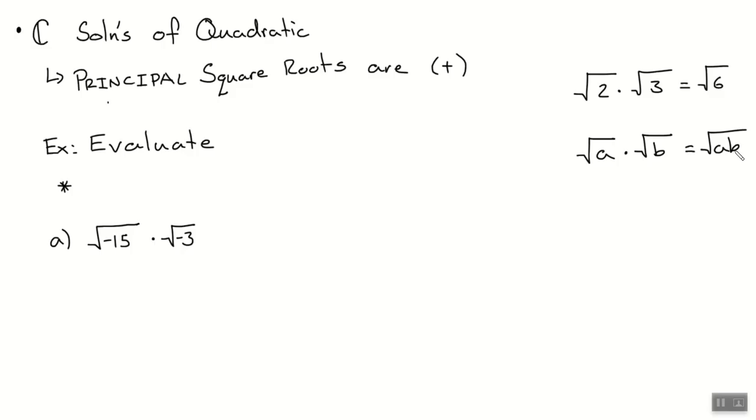We can't add like this. They have to be the same radical. So root 2 plus root 2 is 2 root 2. Root 2 plus root 3 is not root 5. And it's really easy to come up with a counterexample for that. They don't work with adding like this.